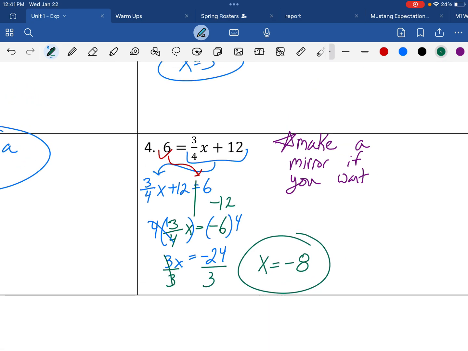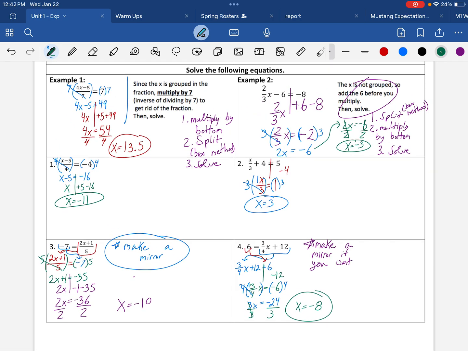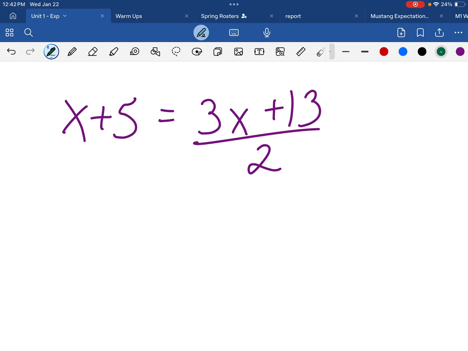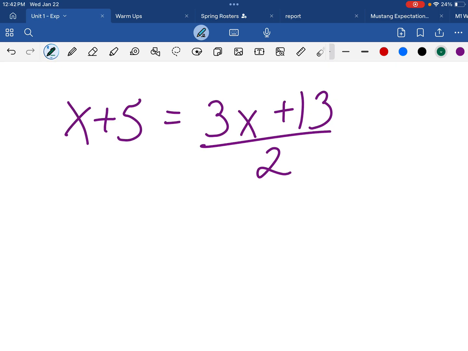Okay. If you did not do the mirror on this one, if you solved it correctly, you should still get x equals negative 8. The mirror, you don't have to do it. That's totally optional. It's just, if it makes it a little bit easier for you to think about, go for it. All right, we have one more, so go ahead and flip your paper over or do it somewhere on your paper. We have x plus 5 equals 3x plus 13.